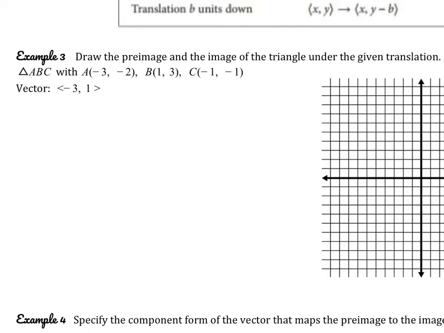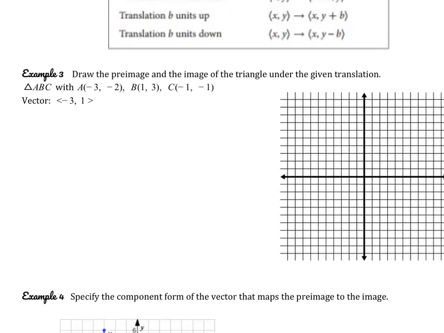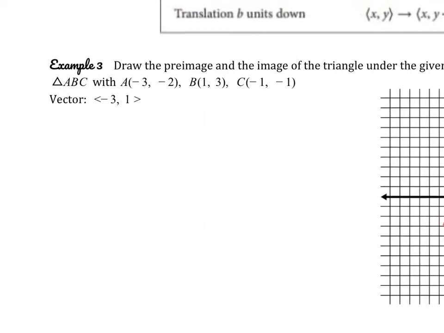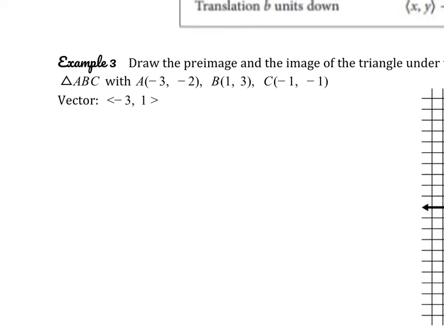So let's give this first one a try. Here they tell us the coordinates of our pre-image, so let's graph that really quick. Okay, so here's our pre-image, and they would like us to transform it using this vector. So this vector is essentially telling us that they would like our graph to go left 3 and up 1. Which means I'm going to subtract 3 from my x values and add 1 to my y values. So let's list our pre-image coordinates.